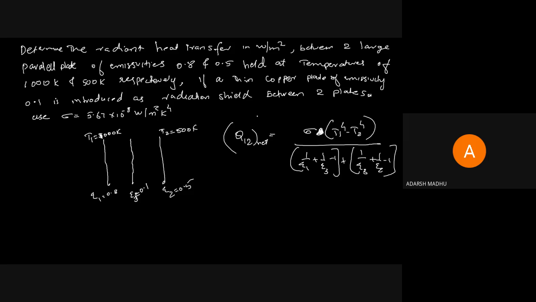5.67 into 10 raised to minus 8 is the sigma value. T1 value is 1000 Kelvin. T2 value is 500 Kelvin. Epsilon 1 is 0.8, epsilon 2 is 0.5, and epsilon 3 is 0.1.